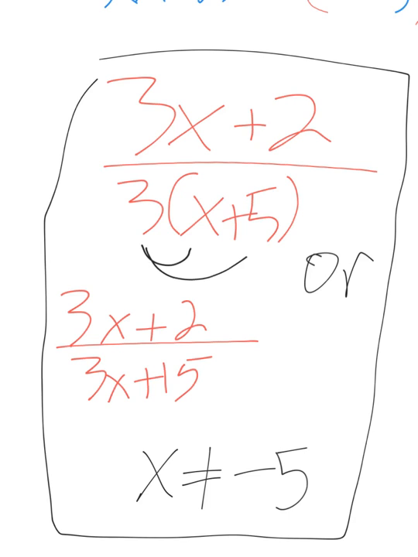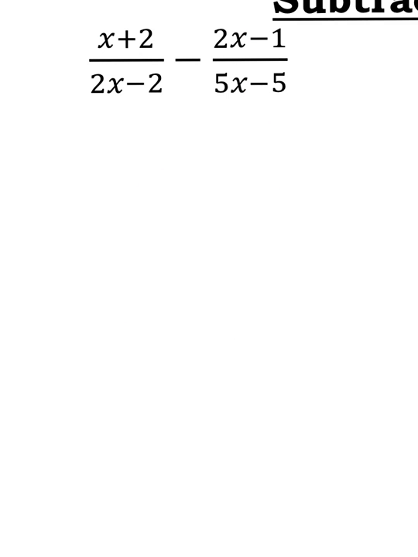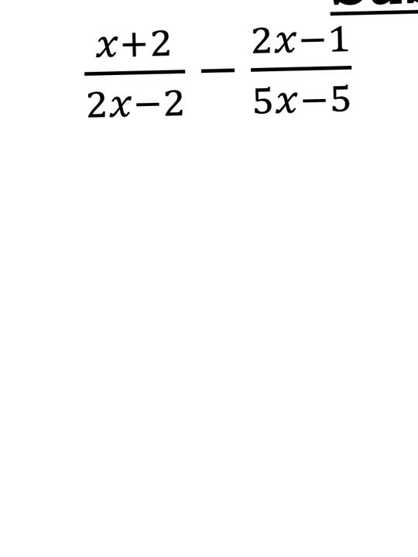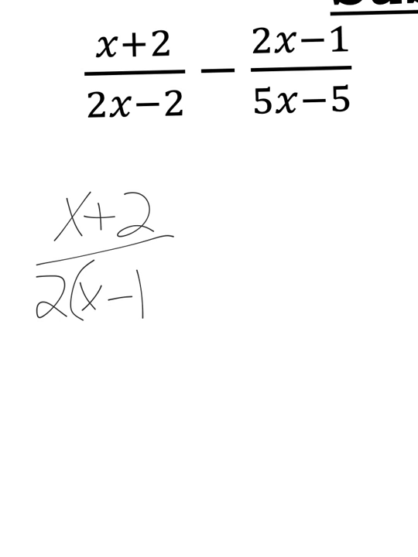Okay, so now I have a subtracting example, and so I have x plus 2 over 2x minus 2. So 2x minus 2, I can break those down. I can divide both of those terms by 2, right? So I can write x plus 2 over, and factor out a 2. Well, what's 2x divided by 2? That's x. What's 2 divided by 2? That's 1. So it says 2 times x minus 1.